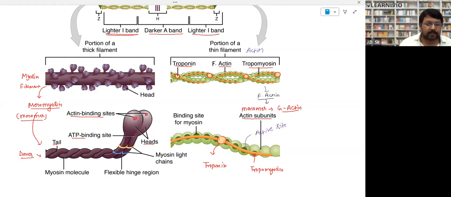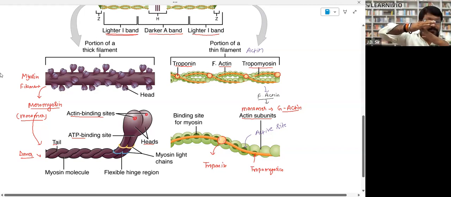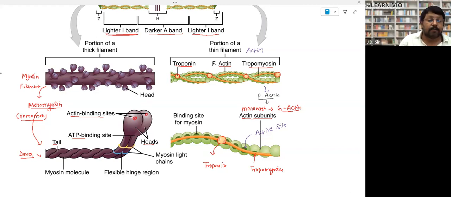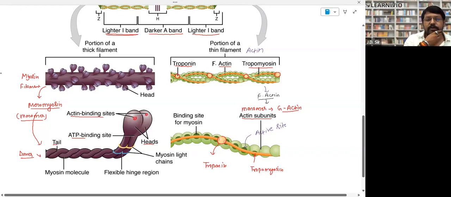Now try to understand. The actin protein has a myosin binding site, and the myosin protein has an actin binding site. The head has two things, an actin binding site and an ATP binding site. At the actin binding site, the actin protein will attach. At the ATP binding site, the ATP will bind and break down and provide energy. This is the flexible neck part. So this is the actual structure of actin and myosin.